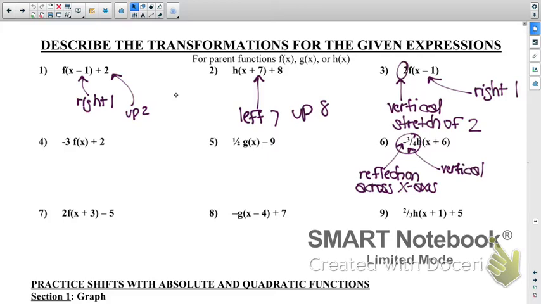Shrink. Nope. Oh, I hate physics. And what is the +6?